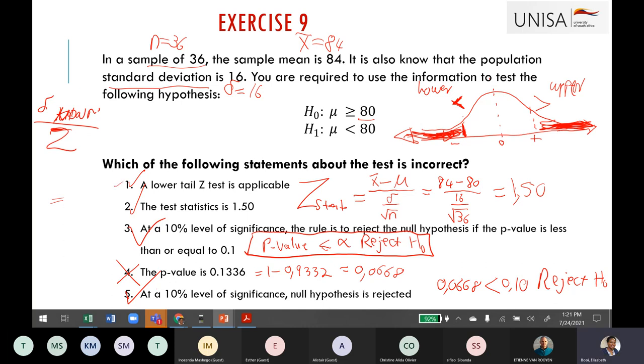Last time we met, we had two options that were incorrect. It was the upper here and it was the lower there. So we cannot have two incorrect answers.